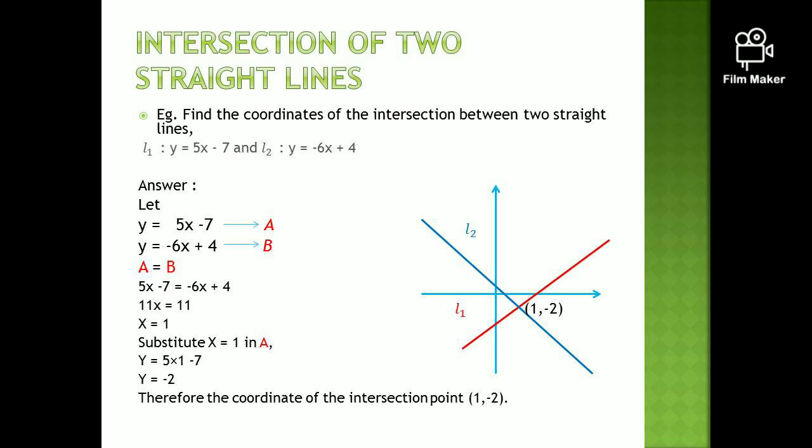If you simplify, you will obtain x equals 1. Now you know the x coordinate is 1. Then substitute x equals 1 in equation A or B. I have substituted in equation A. That means I replace x with 1 in y equals 5x minus 7. If you simplify, you will obtain y as minus 2. Now you know the x coordinate is 1 and the y coordinate is minus 2. Therefore, the coordinates are (1, minus 2).